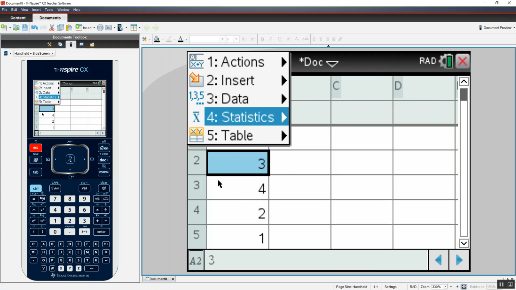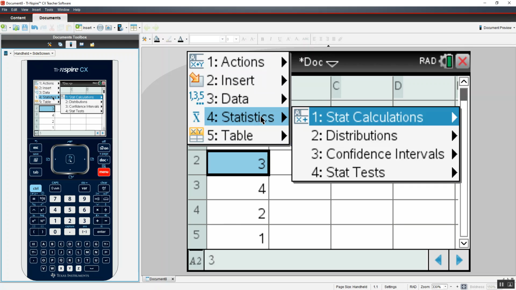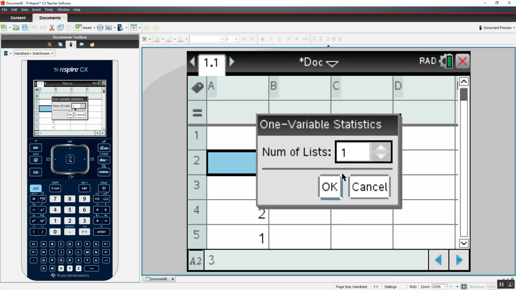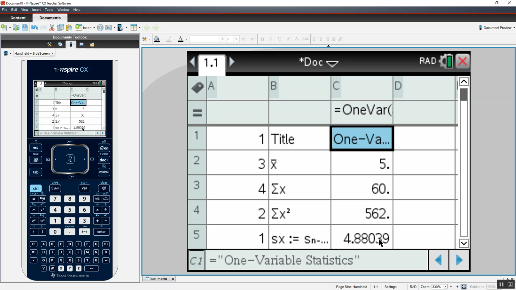Menu, statistics, stat calculations. Have you got this up? Yeah? Okay, so you put all your numbers in, you click that, and then you go to menu, statistics, stat calculations, and then one variable stats. And then it gives me the number of lists. So there's just one list, and you hit OK. And you just go to OK again. All right, and it gives us all our information here.